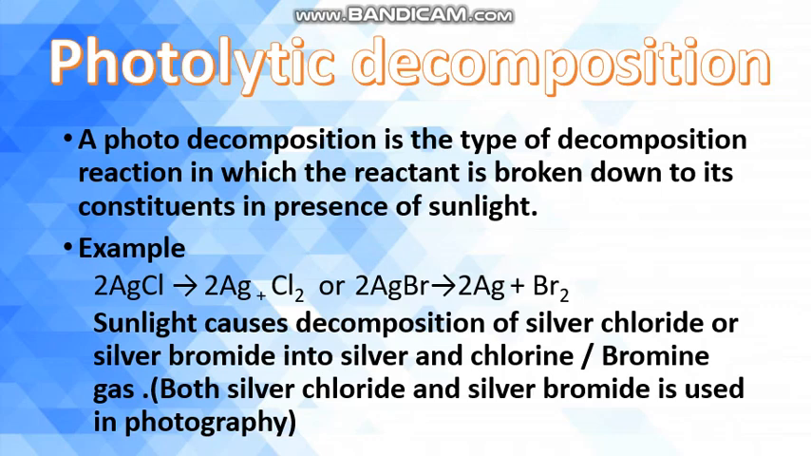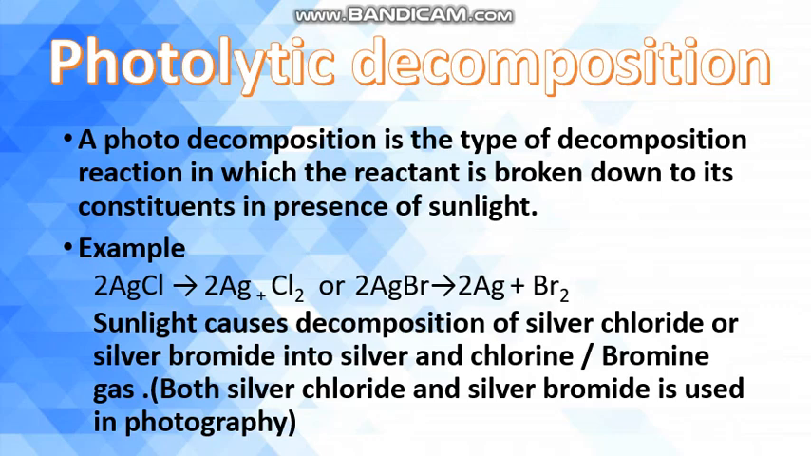Now sunlight causes the decomposition of silver chloride or silver bromide, which is used in photography. Children, this is the reason why all silver compounds are stored in dark colored bottles. Otherwise, if they are stored in transparent bottles, sunlight may enter and it will decompose and the product will be obtained. So our purpose of storing silver chloride and silver bromide will not be attained.